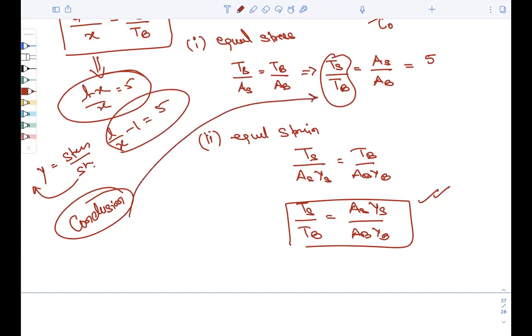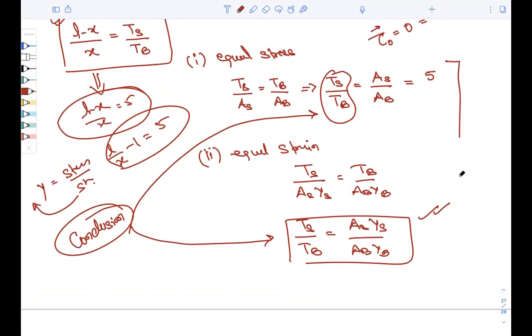For equal stress, it depends upon the ratio of the forces acting on it only, or the cross-section area. That is the important thing. But for equal strain, it depends upon the cross-section area as well as the modulus of elasticity, that is the Young's modulus. Now understand one thing: you can check that there are two different conditions. The value of X depends upon which situation we are choosing, equal stress or equal strain, right?